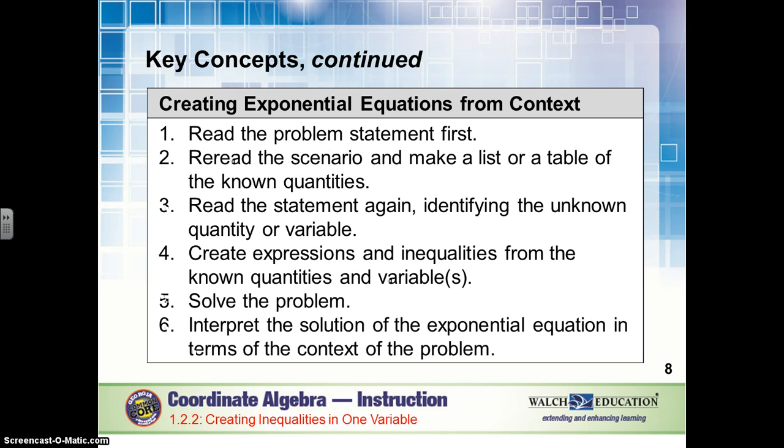So here are the steps for creating exponential equations from context. So we're going to read the problem statement first, reread the scenario and make a list or a table of the known quantities. Read the statement again, identifying the unknown quantity or variable. Create expressions and inequalities from the known quantities and variables. Solve the problem and then interpret the solution of the exponential equation in terms of the context of the problem. Remember, you can pause so that you can complete your guided notes.